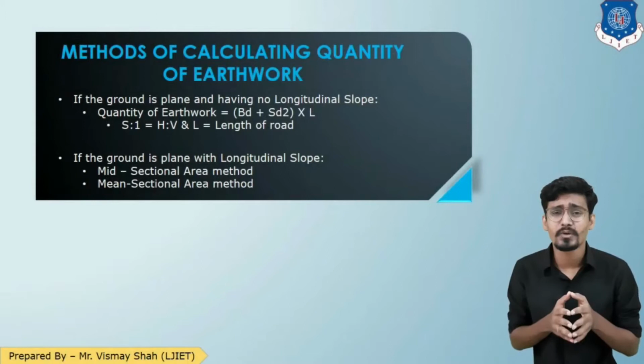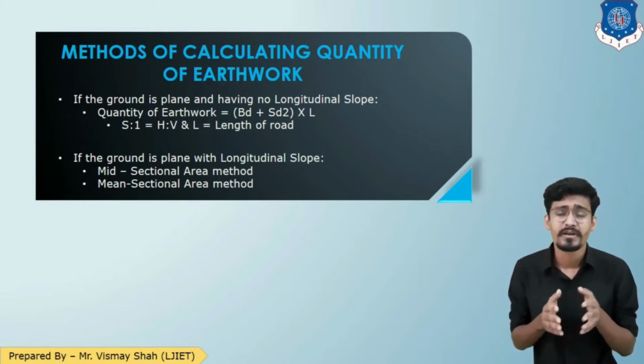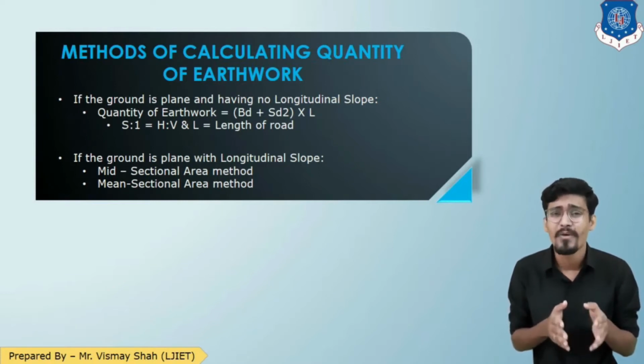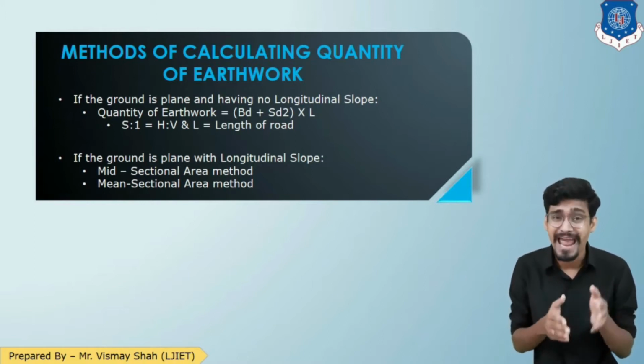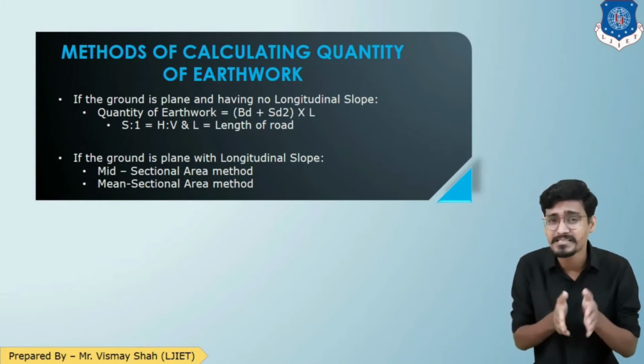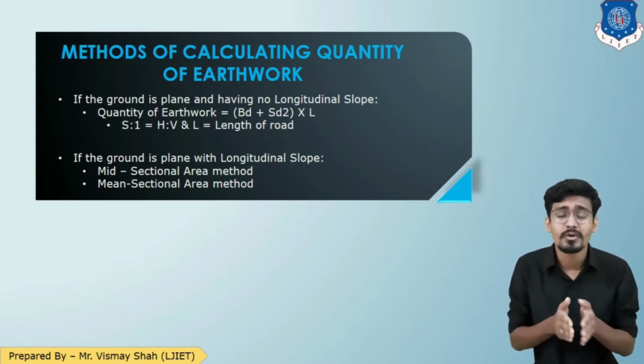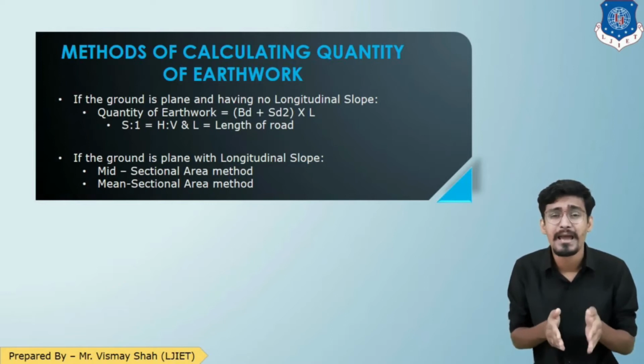The method of quantity calculation is entirely divided into two categories. The first is if the ground is plain and having no longitudinal slope. If the ground is plain and having no longitudinal slope, the quantity will be [BD plus SD square] into L, where S:1 is your slope horizontal to vertical and length L is your length of road. But the second category is if the ground is plain but having a longitudinal slope. To calculate the quantity for such cases, there are two methods, mid-sectional method and mean sectional method.